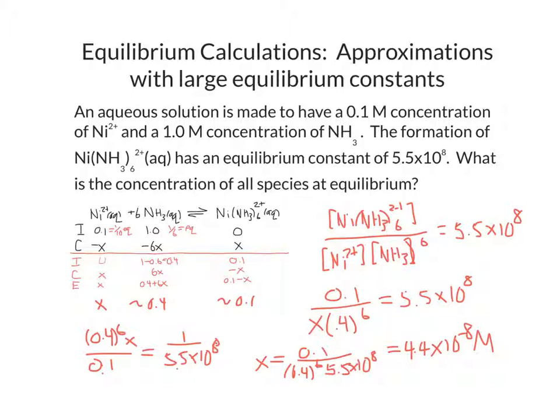And we can say that the nickel 2 plus concentration in solution is 4.4 times 10 to the minus 8, and that the ammonia concentration at equilibrium is approximately 0.4, and the nickel amine complex at equilibrium is approximately 0.1.